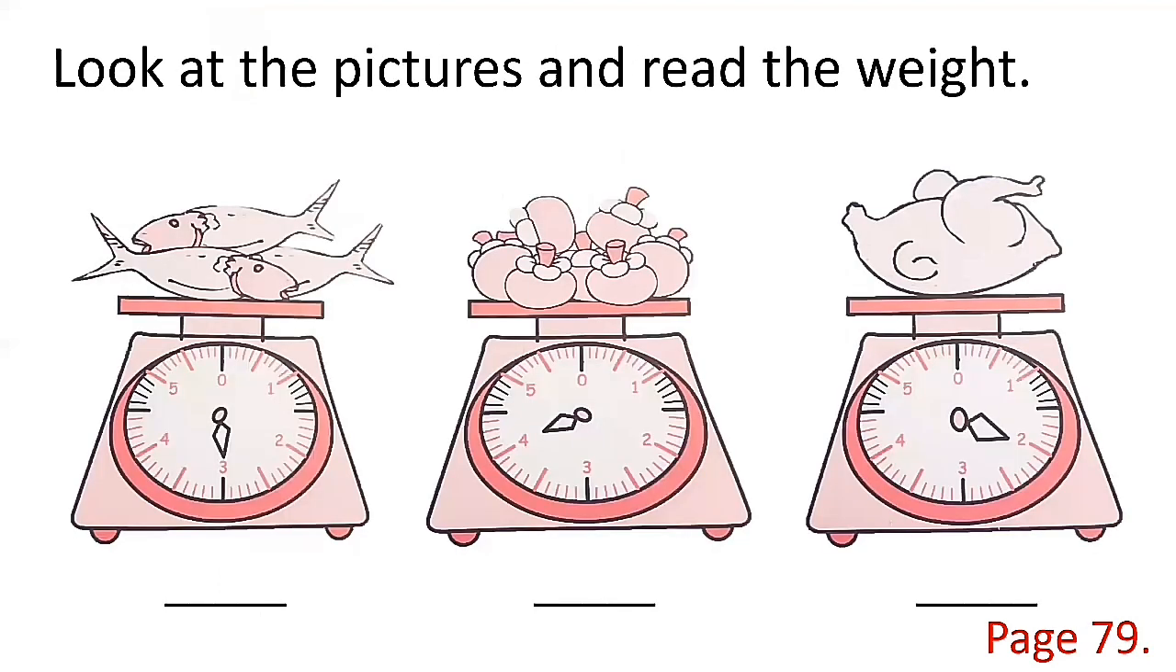And here, page 79, look at the pictures and read the weight. Okay, you have to answer this one. The fish and the mangosteen and a chicken. Okay, so you have to identify their weight.